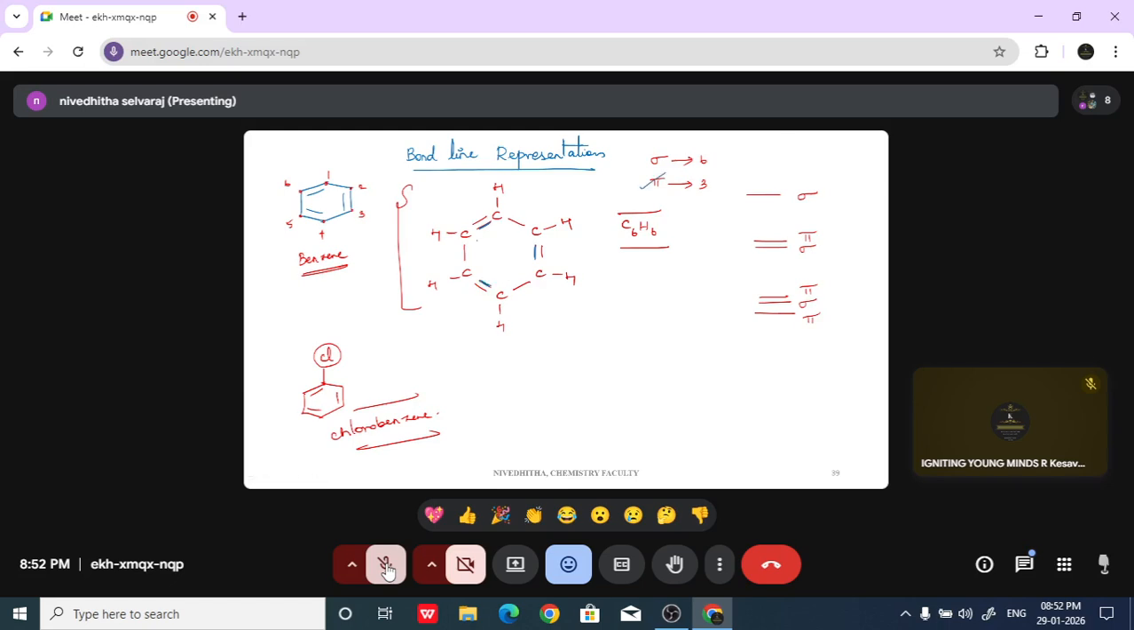This is right. Now we have to check for sigma bonds. Shall we check now? This is bond number 1. This is 2. This is 3. Here in a double bond, one of the bonds is sigma and another bond is pi. So this is a sigma bond, right? So 4, 5, 6, 7, 8, 9, 10, 11, 12. So we have 12 sigma bonds. You getting my point?